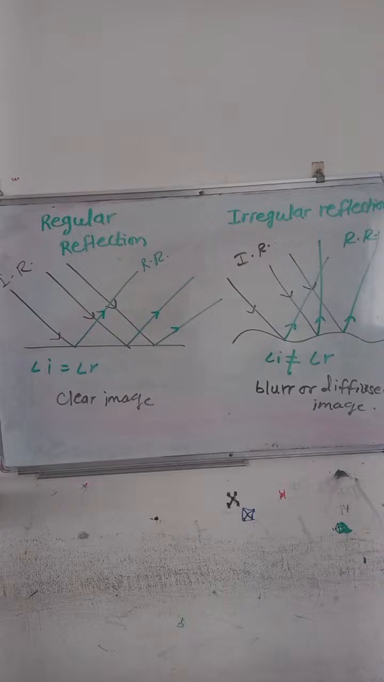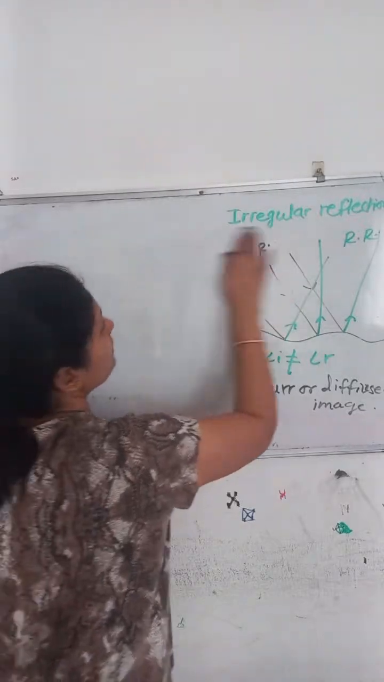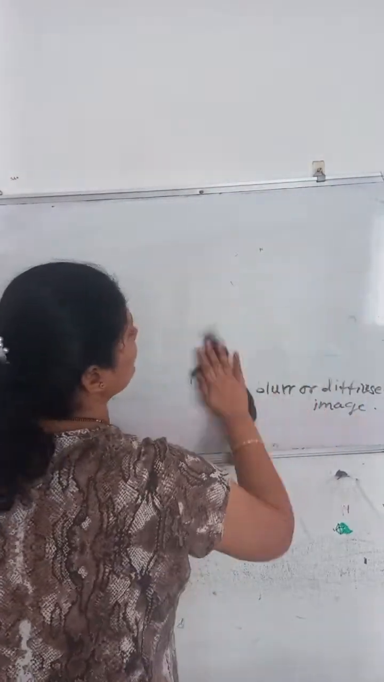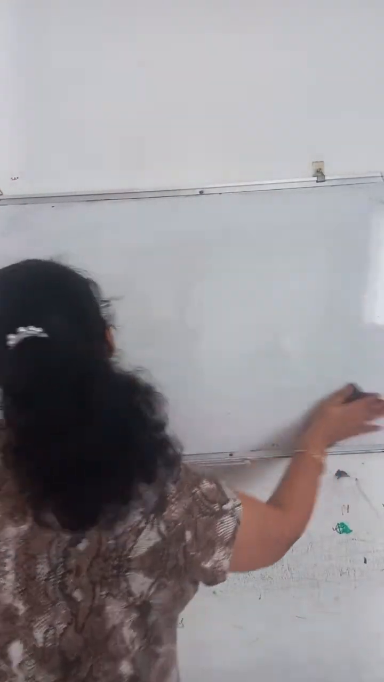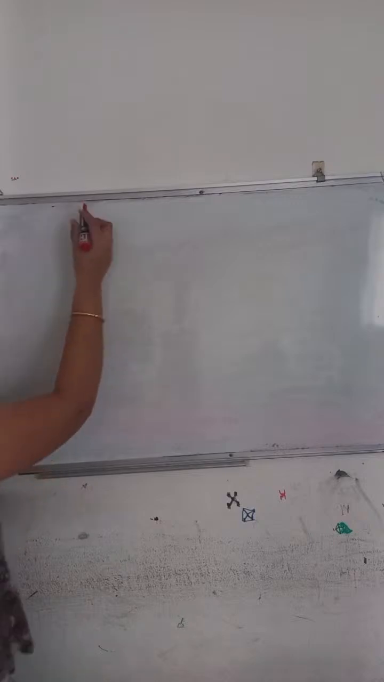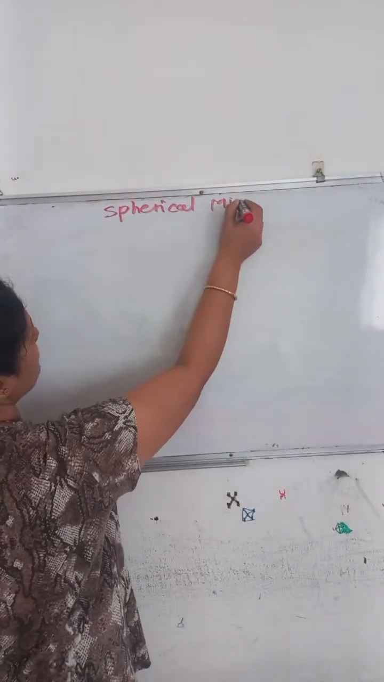Spherical mirrors. Okay, so take a screenshot. I hope everyone understood regular and irregular reflection: in irregular we are getting diffused images, and in regular we are getting a clear-cut image of the object. Okay. Now the next heading is nothing but spherical mirrors. Very important part.